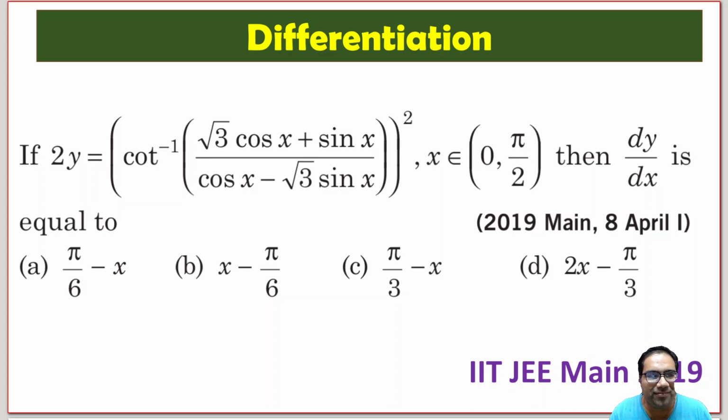We are given 2y equals cot inverse of (root 3 cos x plus sin x) by (cos x minus root 3 sin x), and whole of this whole square. X is lying between 0 and pi by 2. Then what is dy by dx?